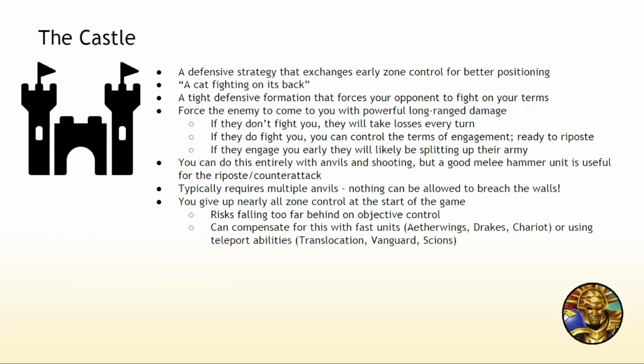And let's look at an alternative to that, the castle. The castle is a defensive strategy that basically gives up the board early on in exchange for the perfect positioning. Think about a cat fighting on its back. It has access to all of its claws. It is technically not very mobile, but it has access to everything that it needs in order to defend itself. As opposed to the alpha strike, which was a cat trying to lunge at you, this will be a cat fighting on its back.